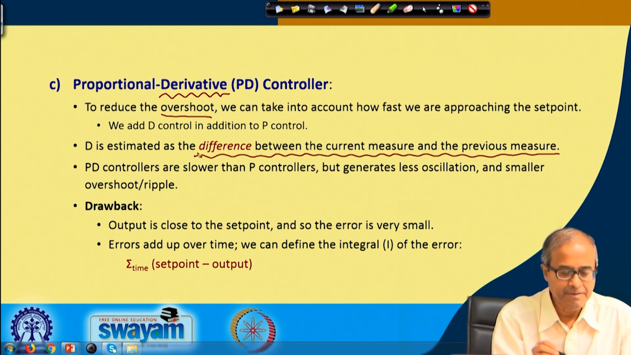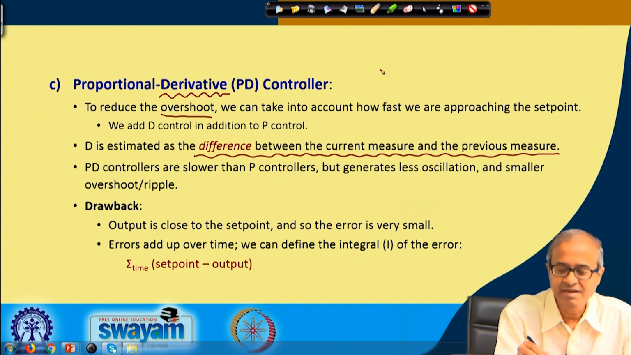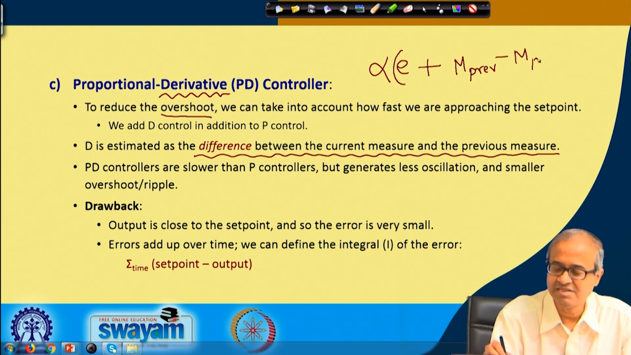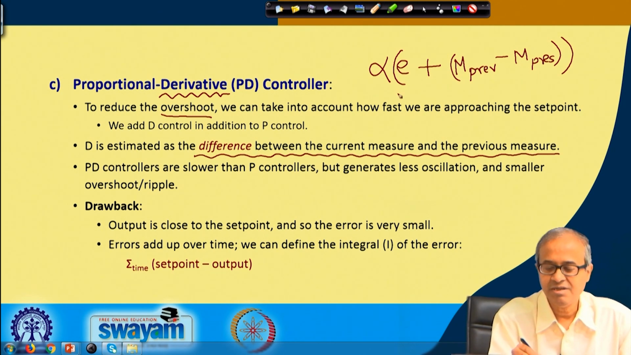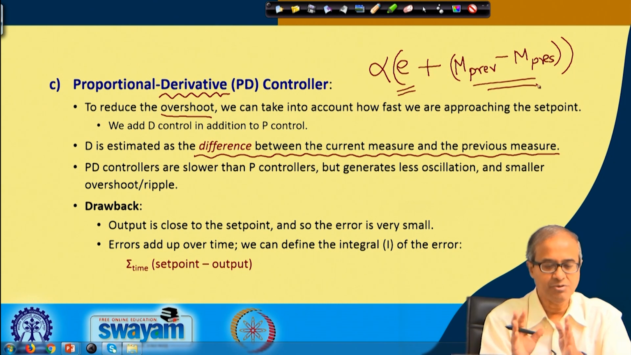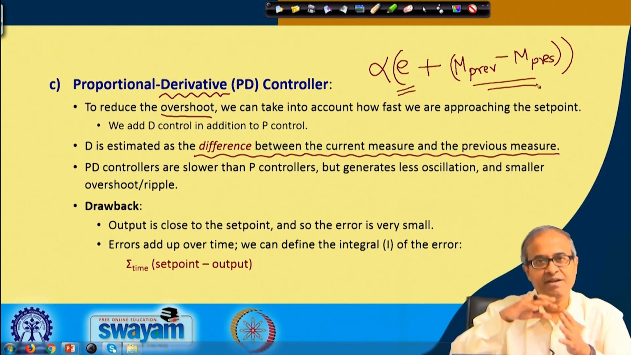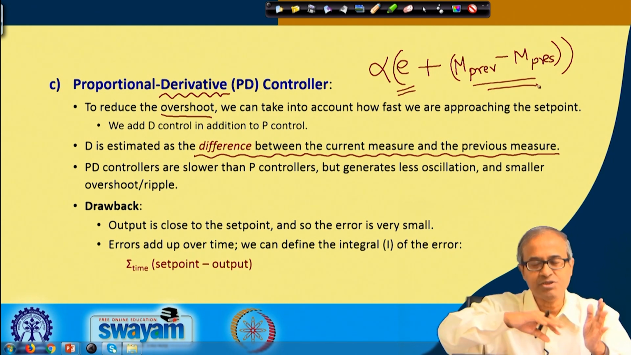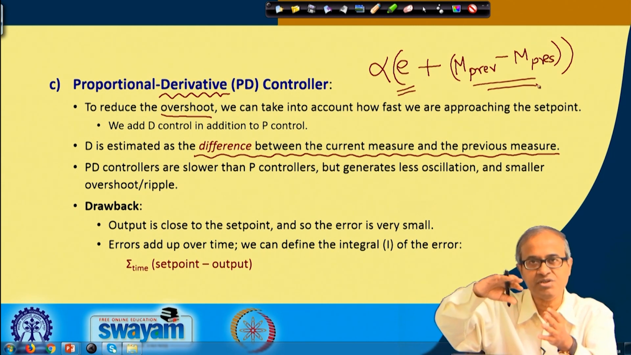So, here the control signal that you are generating, it will be proportional to the error, not only error, plus it will also be proportional to the difference, that means your measured value previous minus measured value present, this is your derivative. So, this will be proportional to both of these. Of course, the proportionality constant may be different for the two cases, because you may want to tune that you will be giving more importance to proportional or more importance to derivative. Okay. So, PD controller works better in terms of reducing overshoot, because as you are approaching the goal faster, you reduce the control signal, so that overshoot will be less.